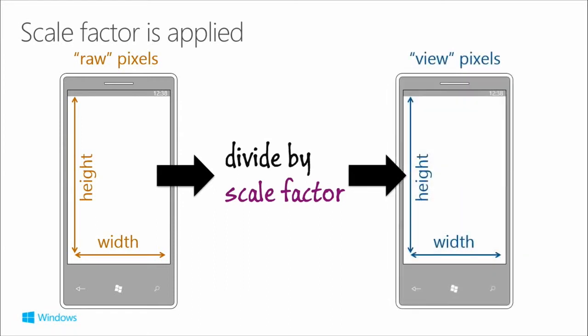So we take the raw pixels that we have on the device, we divide it by that scale factor that we're given, and then we get the real key, which is the view pixels on that device. And all of our design is going to be done with this concept of view pixels in mind. You don't have to do any of this calculation yourself. This is for interest, so you can figure out how it's working.